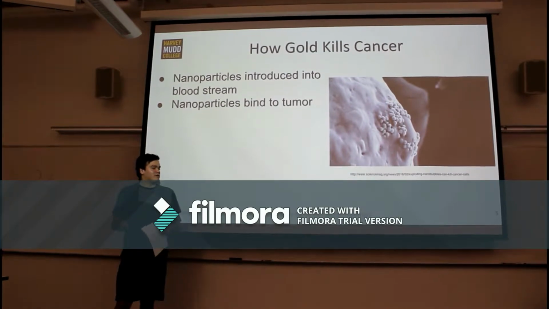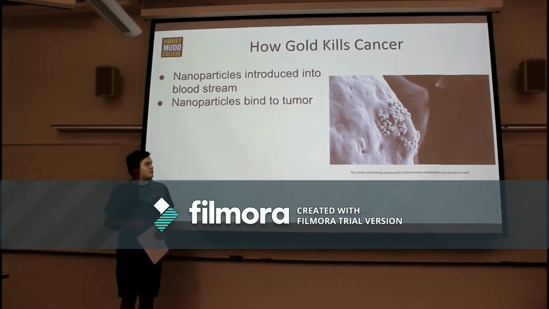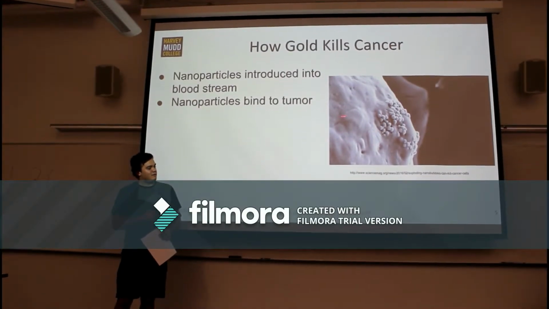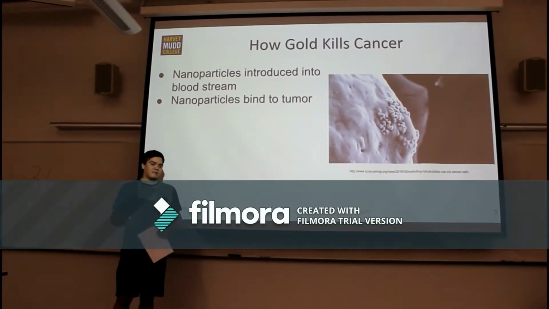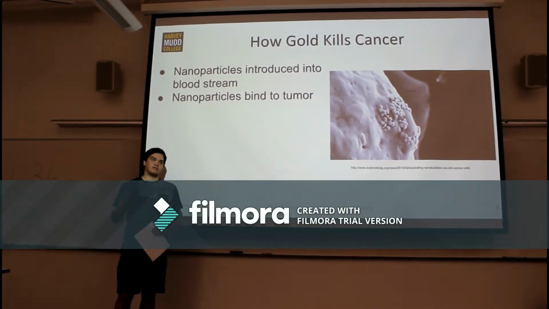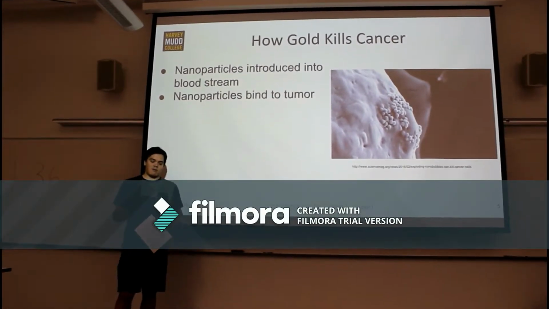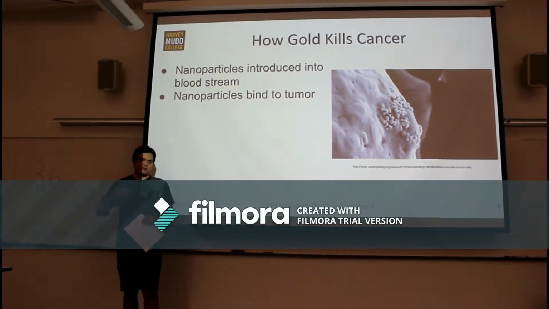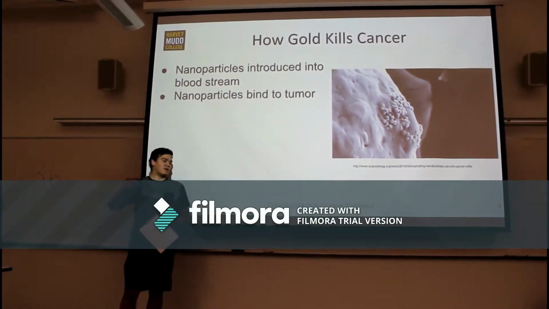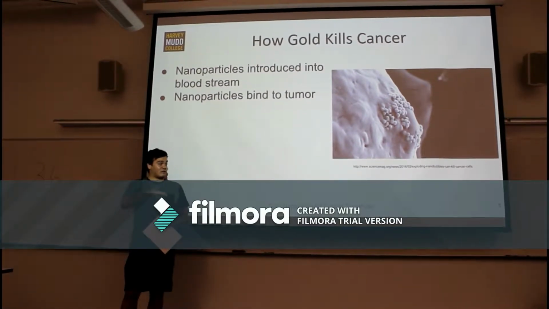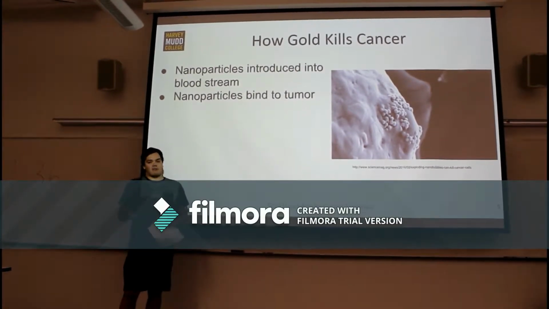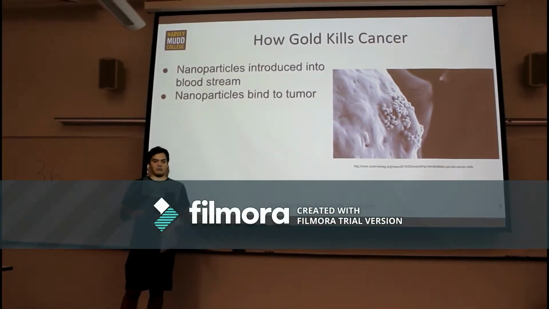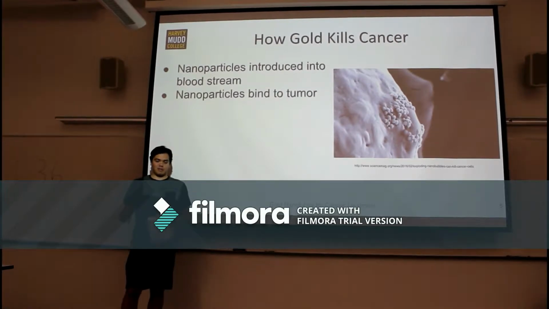After the nanoparticles are introduced into the bloodstream, they will bind to the tumor. This image here shows the nanoparticles binding to the tumor itself. This process is done by taking advantage of how tumor cells change the properties of the blood vessels, so that a blood vessel at a tumor will be more permeable, and the gold nanoparticles will get through the blood vessels and into the tumor. One problem this gives, though, is that it depends on a late stage tumor, where an early stage tumor will have less permeable blood vessels.